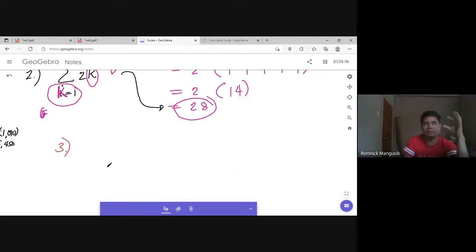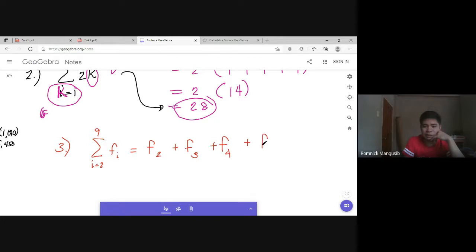Okay, so here, halimbawa, summation of F sub I from 2 to 9. Ang sagot mo lang dito, class, is F sub 2 plus F sub 3, and so on. Ganyan lang ang sagot mo dito. Nag-expand lang siya.